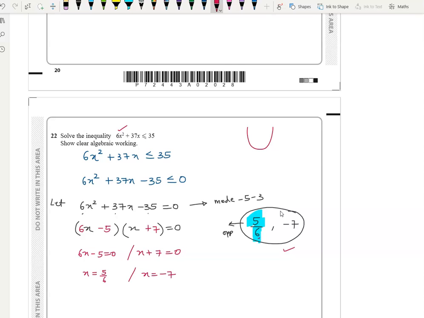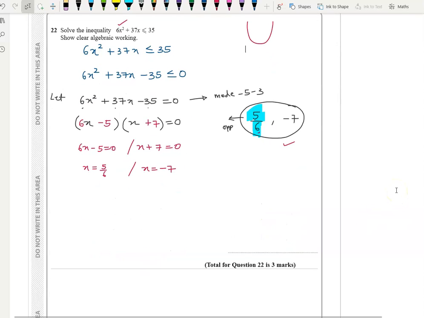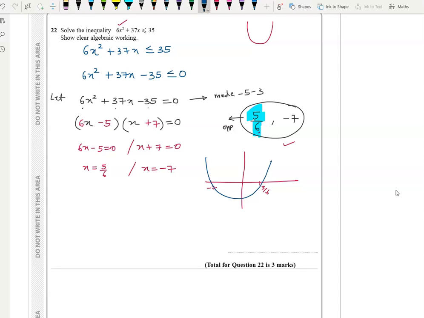Okay, so let's draw a rough diagram. Your two solutions are negative 7 and 5 by 6. So negative 7 and 5 over 6. So your graph opens up and it passes through these points, 5 by 6 and negative 7. Now look at your function. You need your function less than 0. So the value of y should be less than 0.